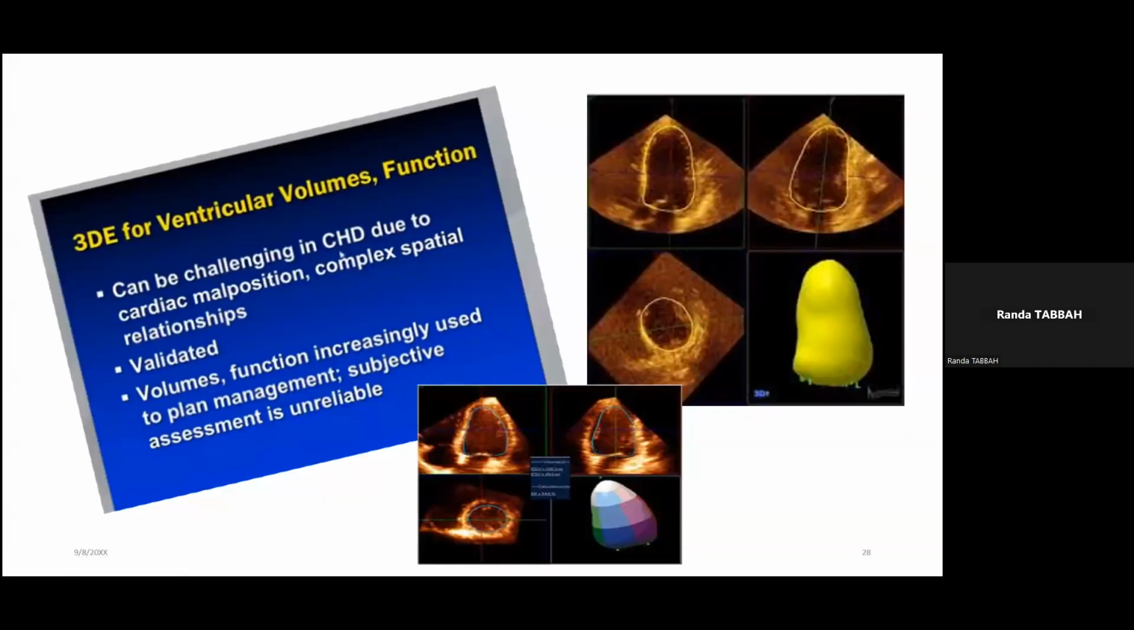Also, as I was saying before, in cardiac malposition, it gives us a better idea of the complex spatial relationships of both the aorta and the ventricles, and both we have in case of transposition of great vessels, for example, okay.